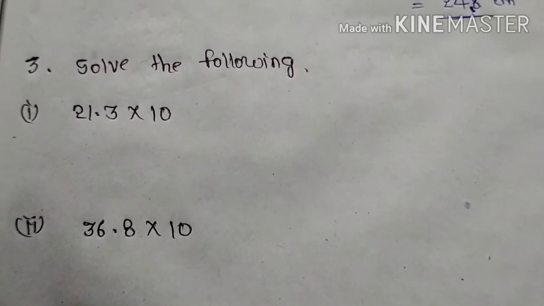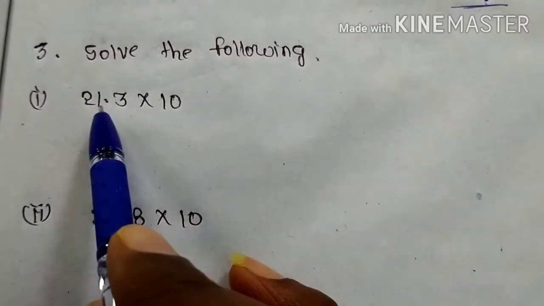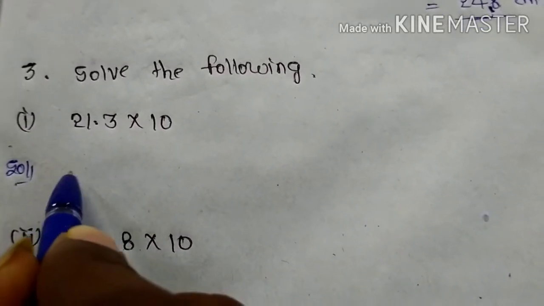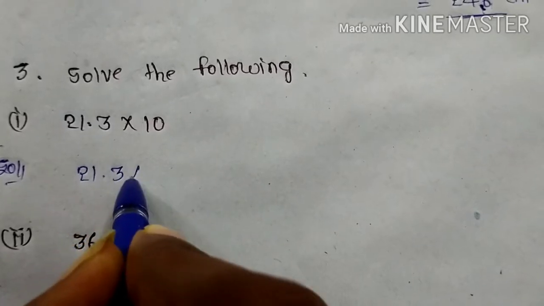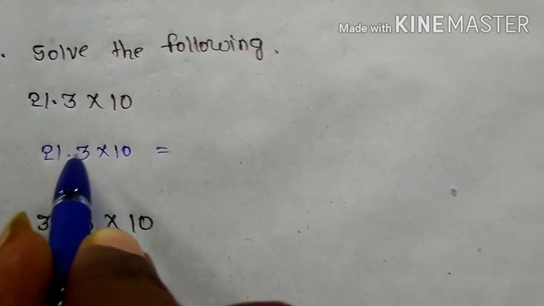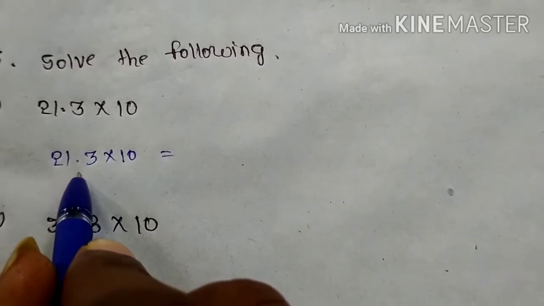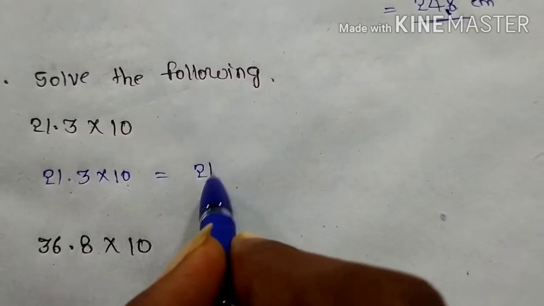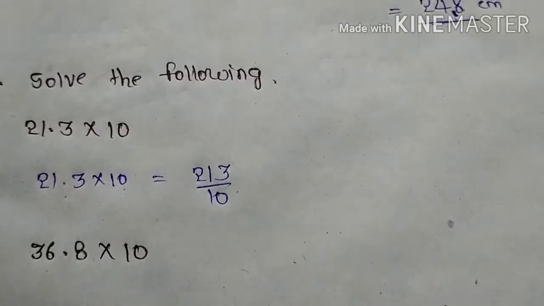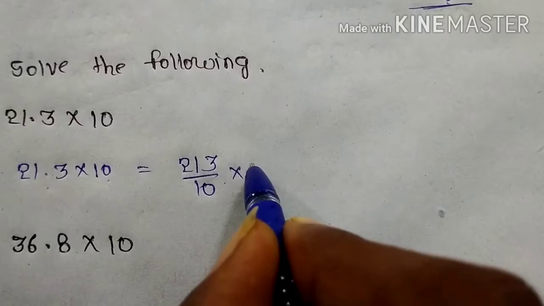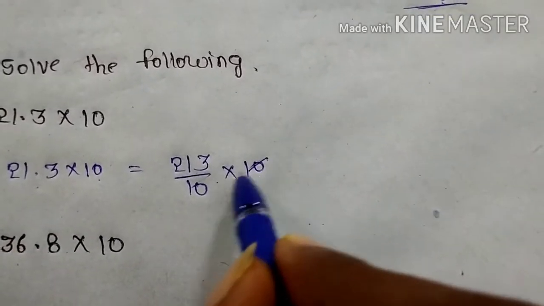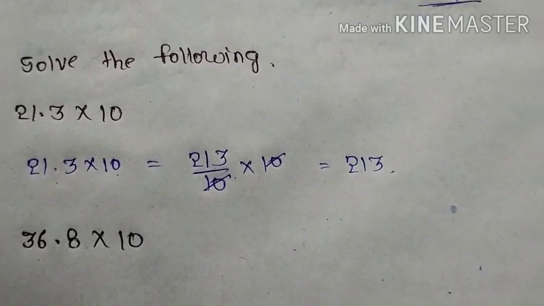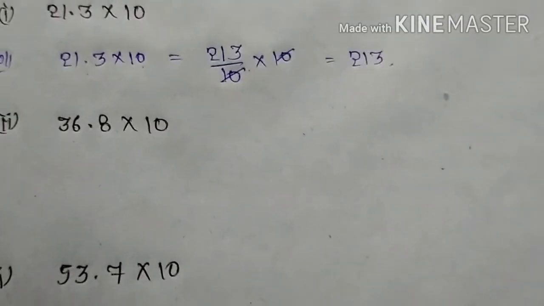Now you can see question number 3. Solve the following: 21.3 into 10. Remember multiplication of a decimal number by 10. 21.3 can be written as 213 by 10, or not? Yes or no? Yes, already you know. Multiply with 10, so 10 should be cancelled. You will get 213 as your answer. Remember, all these are very easy problems.